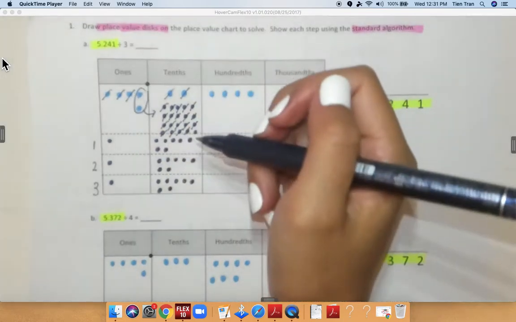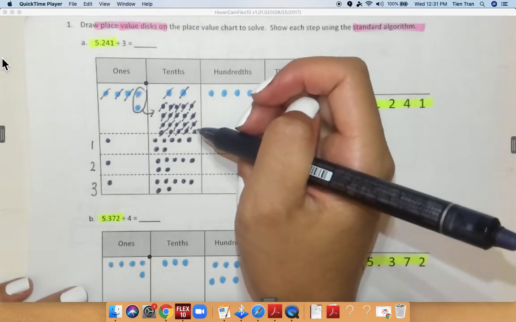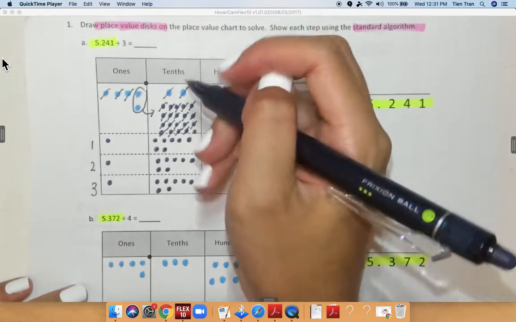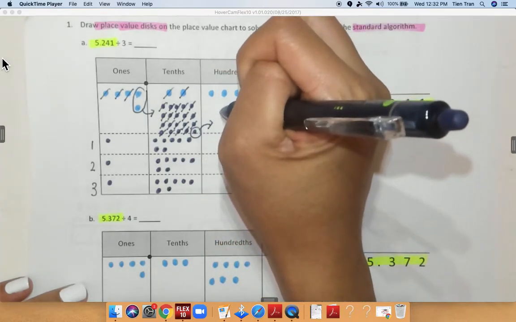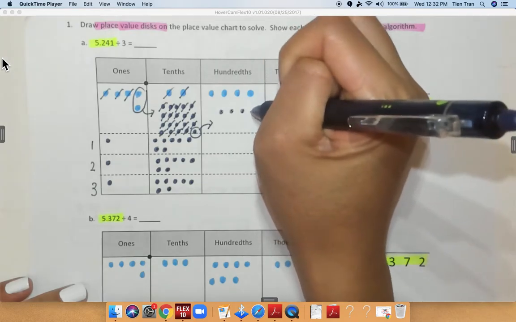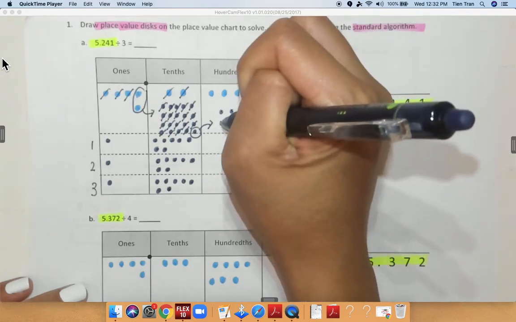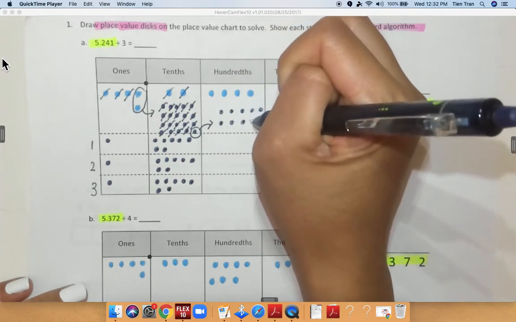Okay, and if you notice, there is 1 piece left over. So with this 1 piece, I'm going to move it to my hundreds place, and that's going to create 10 of them. 1, 2, 3, 4, 5, 6, 7, 8, 9, 10.